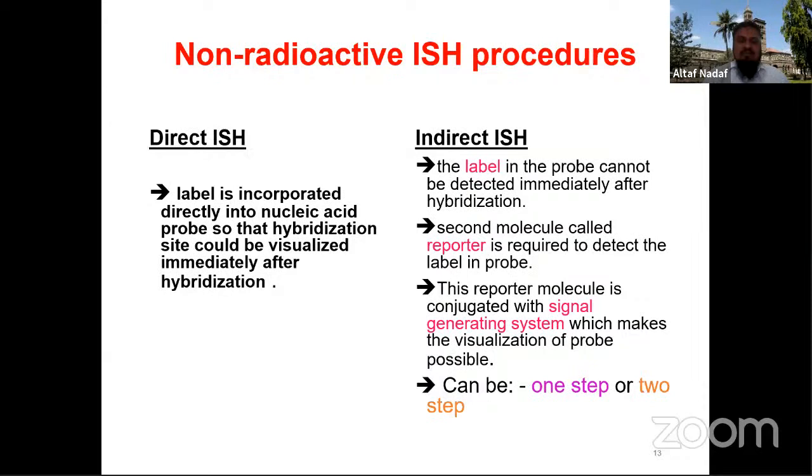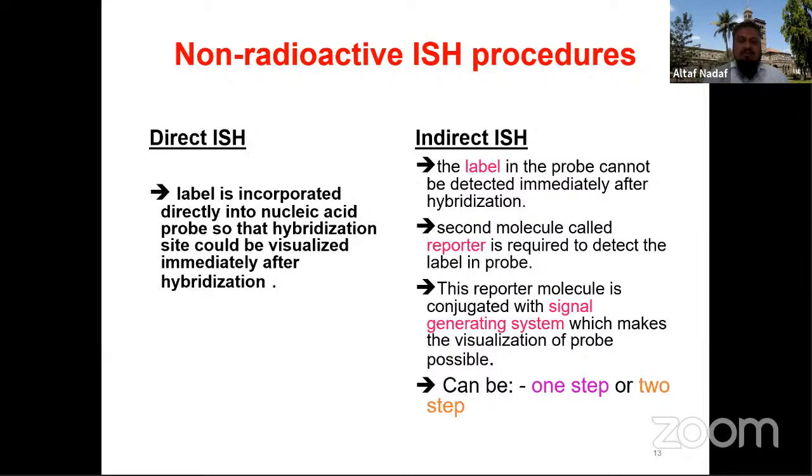So in the direct in situ hybridization, the label is incorporated directly into the nucleic acid probe so that the hybridization site could be visualized immediately after hybridization. Okay. The same example that I gave of the student: the student has been dressed differently, and because of that we can pinpoint or observe that particular student. So this is direct labeling. The label is directly attached or incorporated into the nucleic acid probe, and it goes and binds to the complementary region or hybridization site, and then we can visualize it under the microscope.